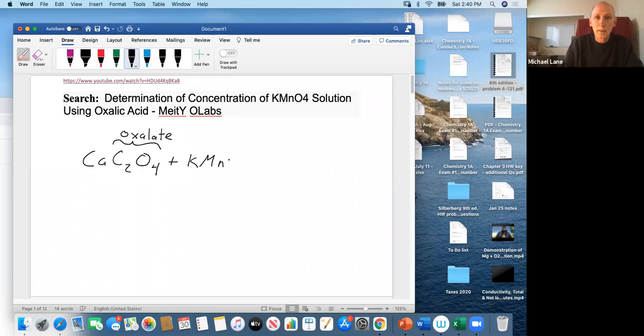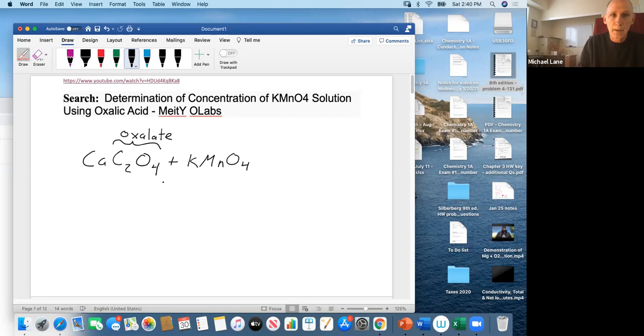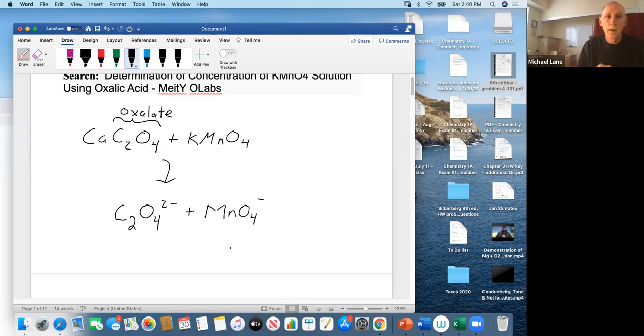Calcium oxalate and potassium permanganate react. Note that the calcium ion and the potassium ion are going to be spectator ions. They're there before and they're there after. So in a minute, I'm going to kind of set them aside and ignore them. Having ignored them, I can add them back in later, knowing that they are spectator ions. This really comes down to the reaction of the oxalate anion and the permanganate anion. So let's balance that equation.